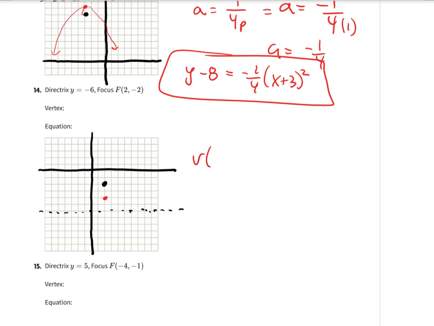Our vertex is going to be at 2, -4, directly in between. And once again, we have to find a, which is equal to 1 over 4p. In this case, p, the distance between the two, we have to travel up 2, so p is going to be 2. And that gives us a is going to be 1 over 8.